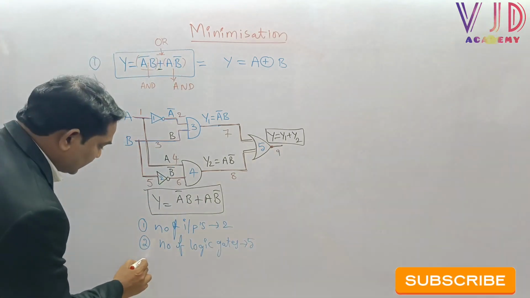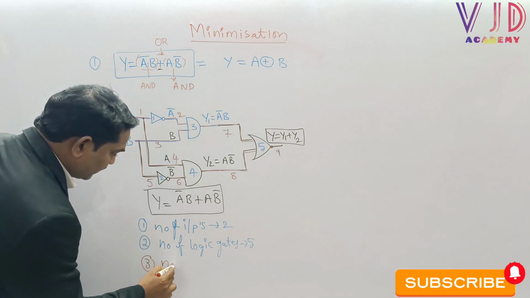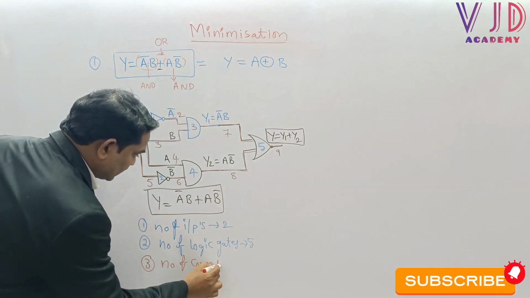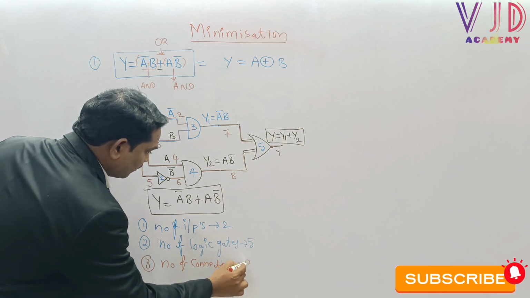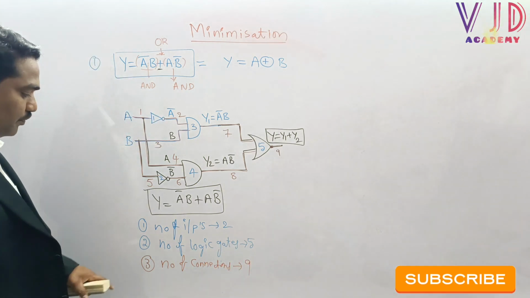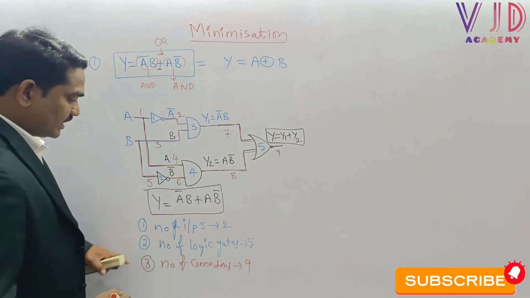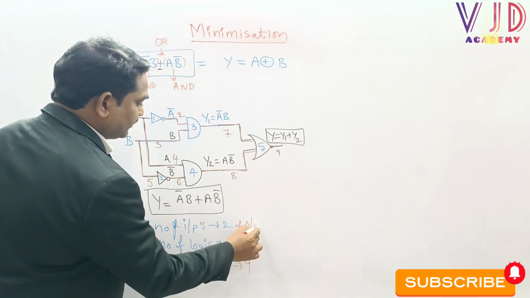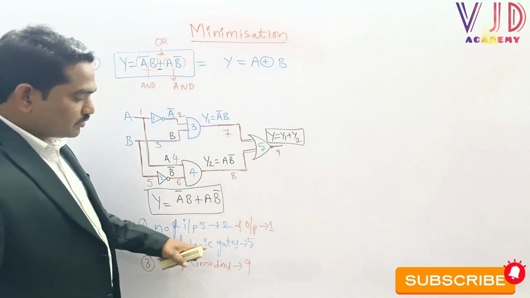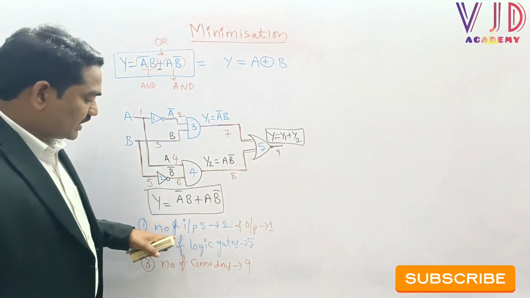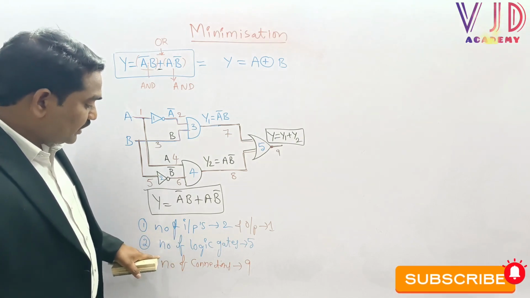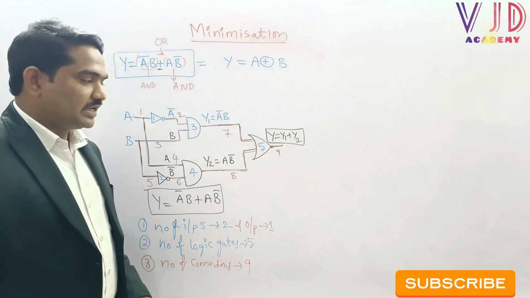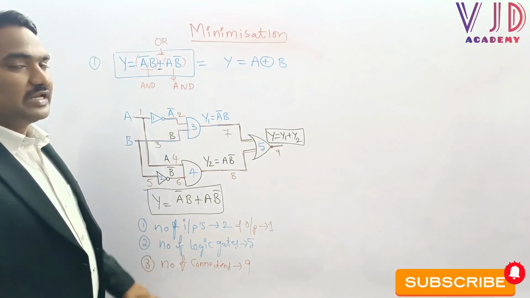The total number of connections is 9, to produce one single output. Here the number of inputs is 2 and the output is only 1. So to produce one output with the help of 2 inputs, we need 5 logic gates and 9 logical connections to implement this logical expression.